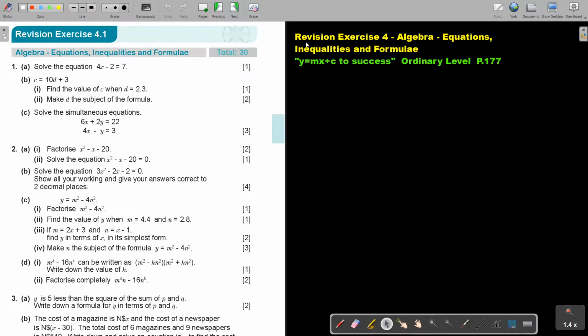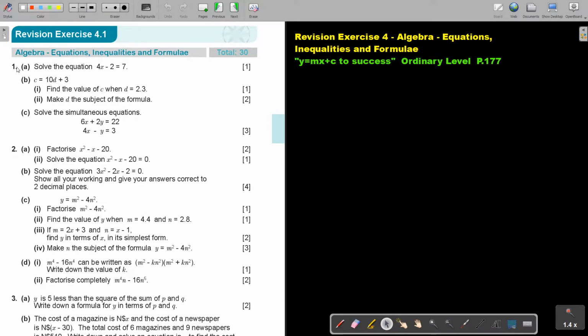In this video, we are going to do revision exercise 4, algebra, equations, inequalities and formula. You will find this on page 177 in the Namibian Ordinary Level Mathematics textbook, Y equals mx plus c to success. Let's start with the exercise.